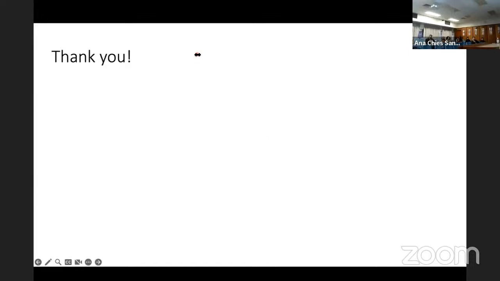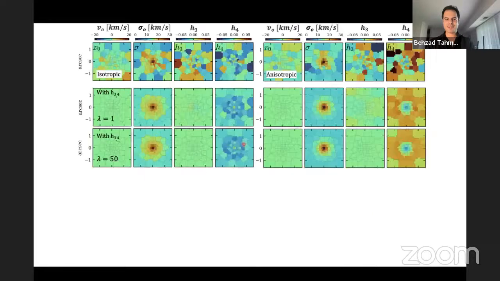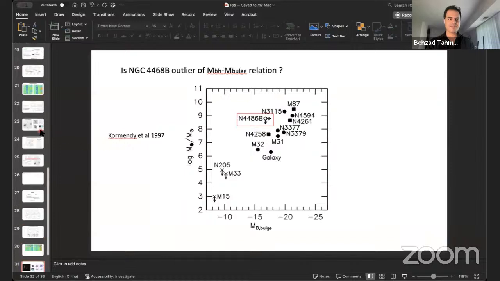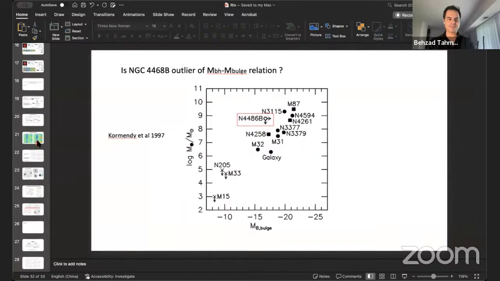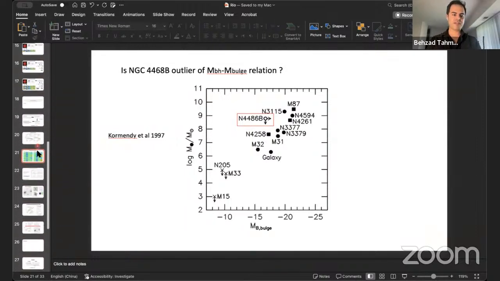So I have a technical question. How much does assuming or not Voronoi binning affect your kinematic results? Oh, that's a very important question. I didn't put the map here, but I tried some in our paper that we submitted.